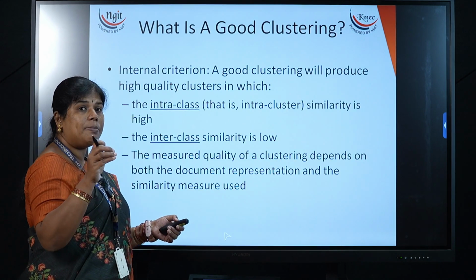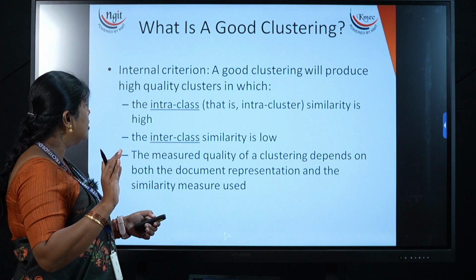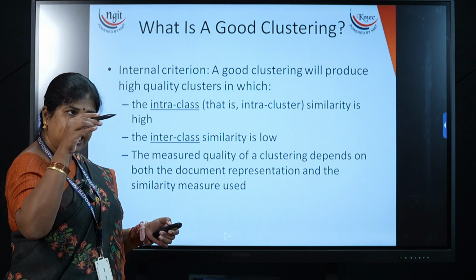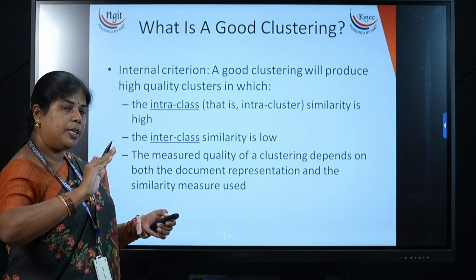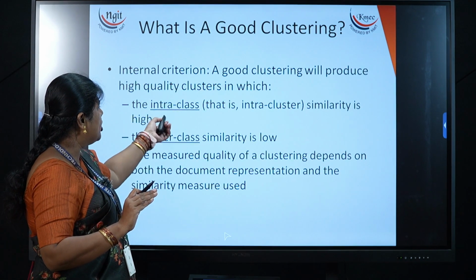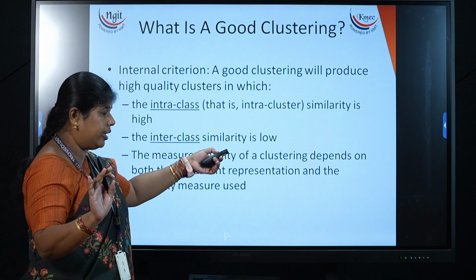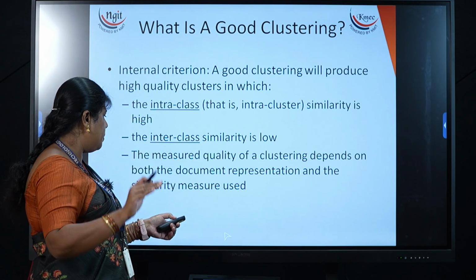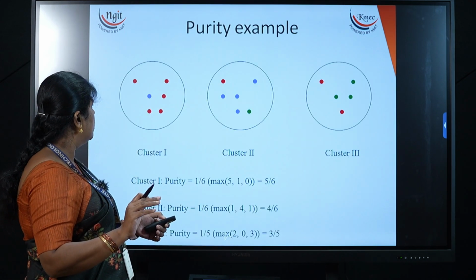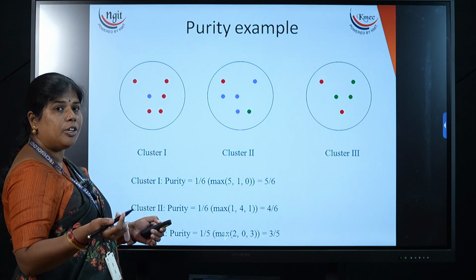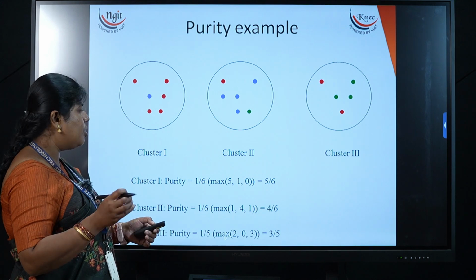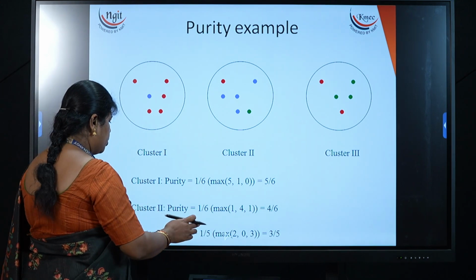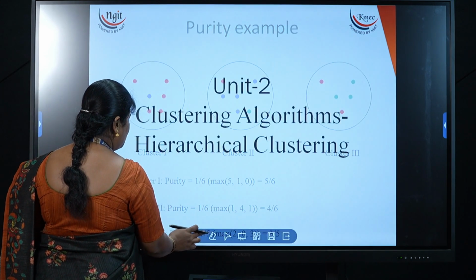Now, what do you mean by a good clustering? There should be similarity within the cluster rather than between clusters. Intra-class similarity should be high, inter-class similarity should be low. So, what do you mean by purity? How are you trying to find out the purity of your cluster? Now, consider here 3 values. What are those 3 values?